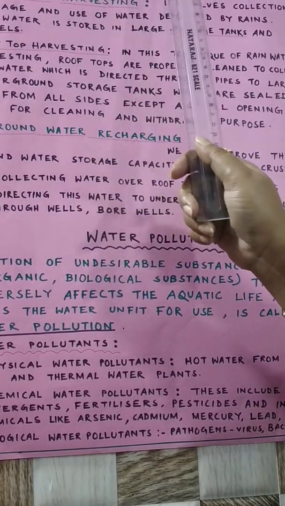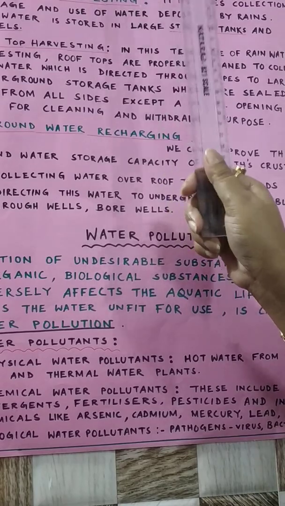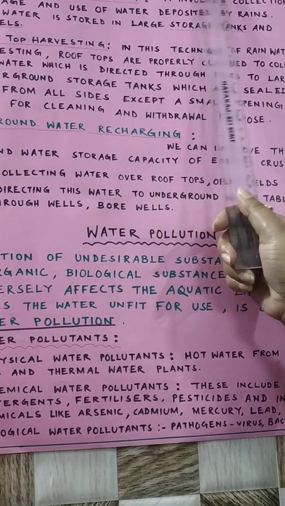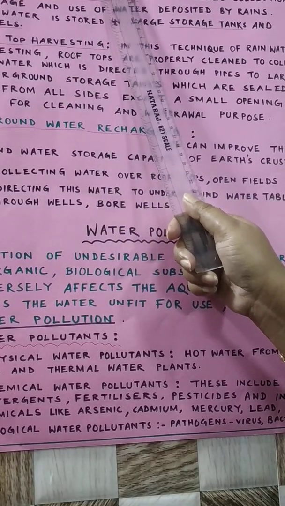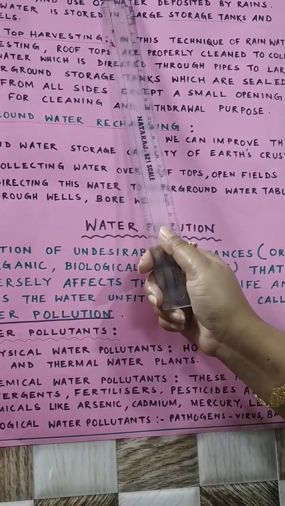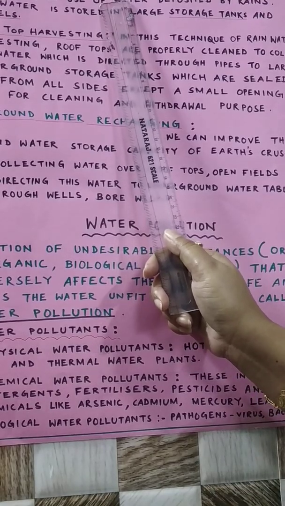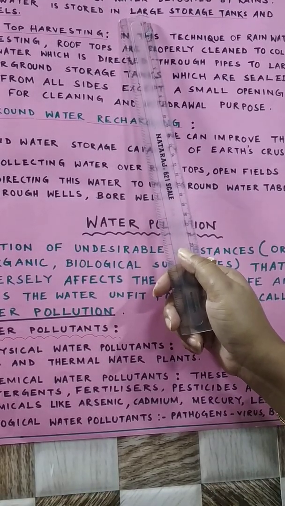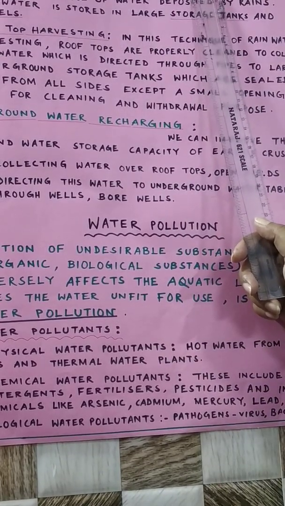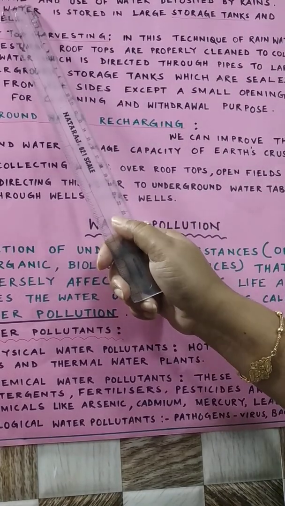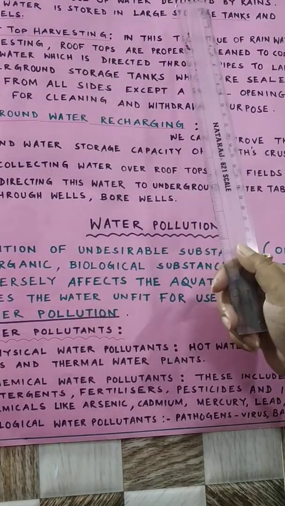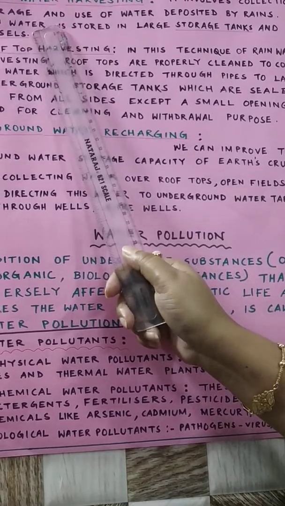So the failure of a centralized distribution system and the depletion of the underground water table has forced Indian people to adopt rainwater harvesting and groundwater recharge projects. Now what is rainwater harvesting? When we collect the rainwater and store it in large storage tanks, that technique is known as rainwater harvesting. So rainwater harvesting involves collection, storage and use of the water deposited by rains, and the rainwater is stored in large storage tanks and vessels.